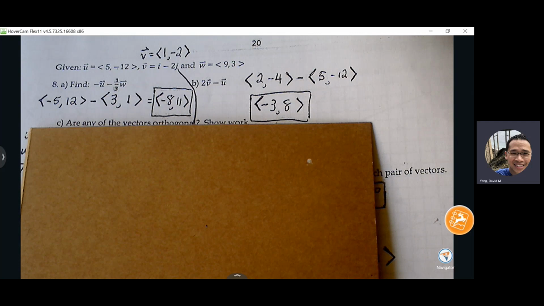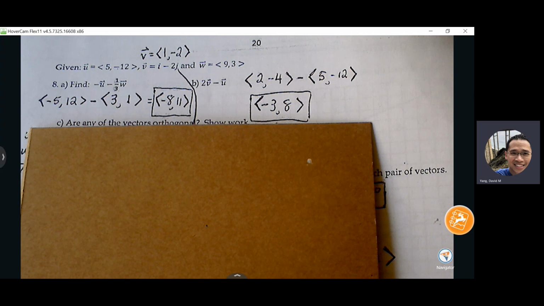So I'm just adding and subtracting the vectors and multiplying by any coefficient that's necessary. So vector u, changing the signs, I have -5, 12. 1/3 w, I'm going to take w and divide it by 3, so 3, 1, put a minus in between. And now I'm just going to subtract. -5 minus 3 is -8. 12 minus 1 is 11.